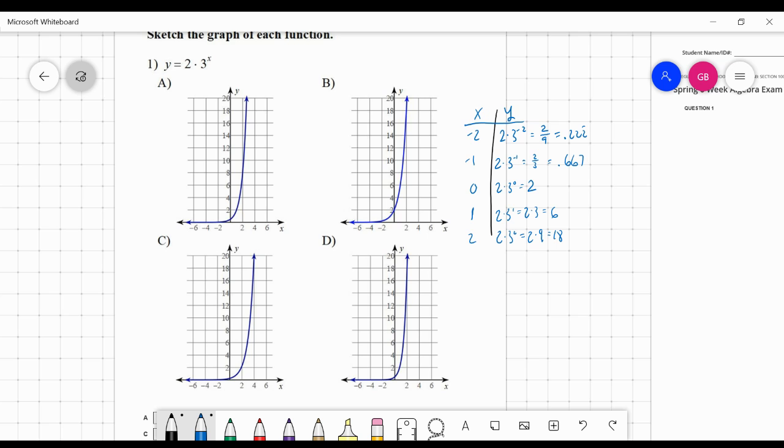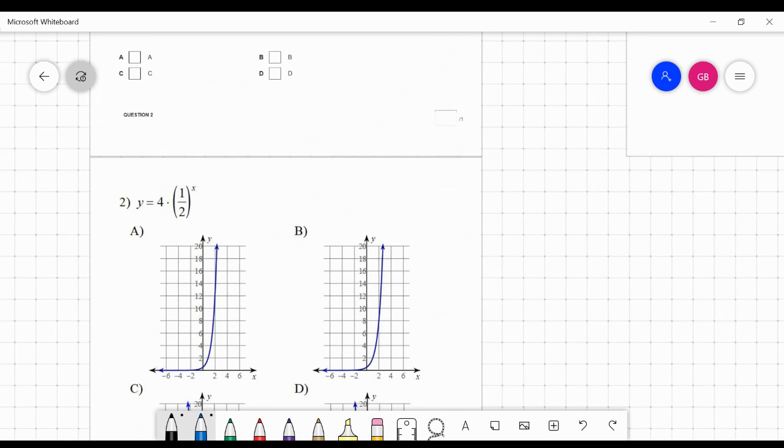So I know for sure when x is 0, the y value is 2. So it cannot be A, it cannot be C, and it cannot be D, so it has to be this one here. Okay, so there's 0, 2, here's 1, 6, and 2, 18. The decimal ones are hard to see, but we were able to eliminate the other choices.